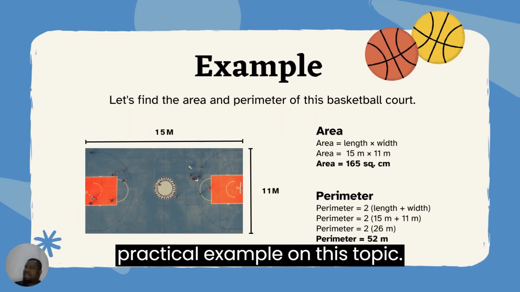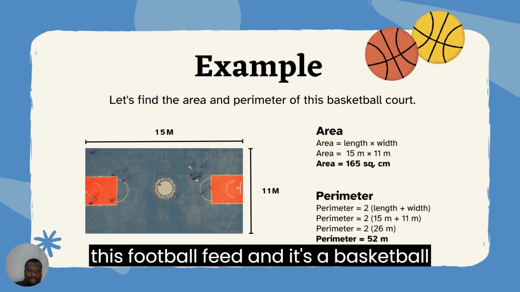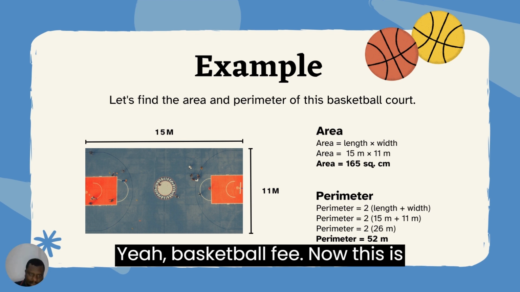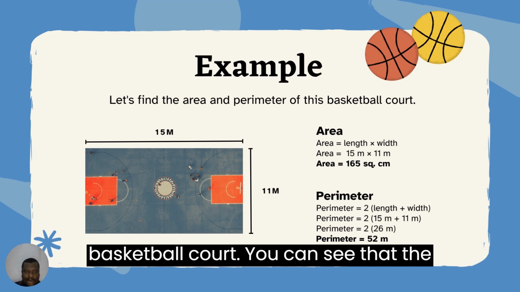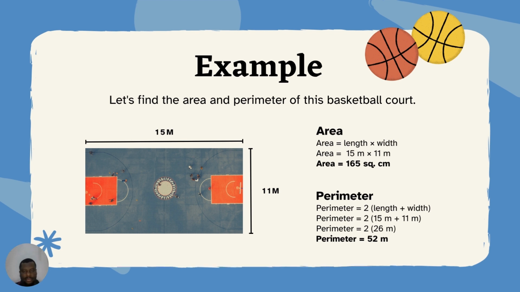Now let's look at a practical example on this topic. Look at this example. You have this football field. Oh, this is a basketball field, right, guys? Yes, a basketball court. You can see that the length is 15 meters and the width is 11 meters.